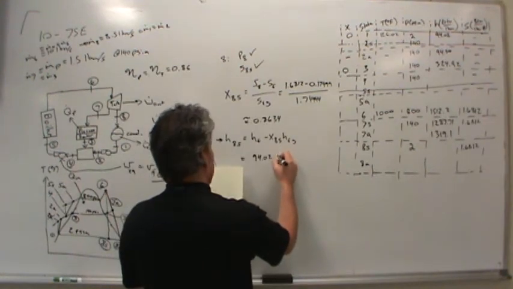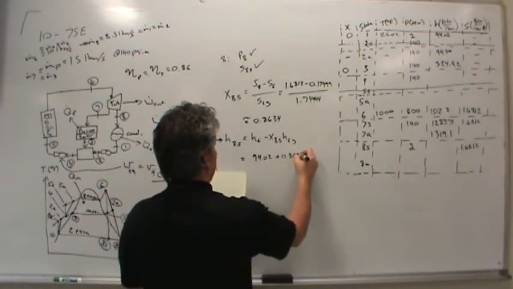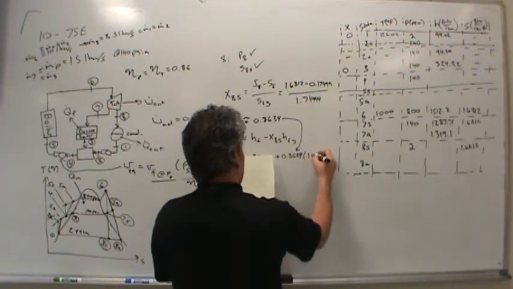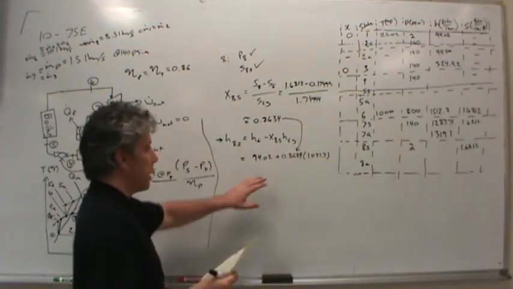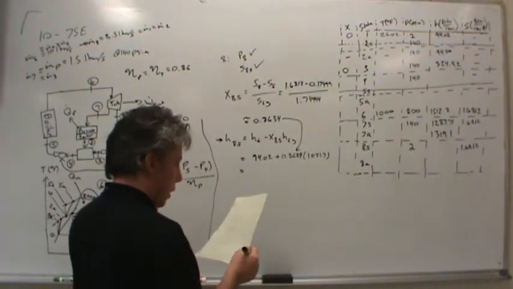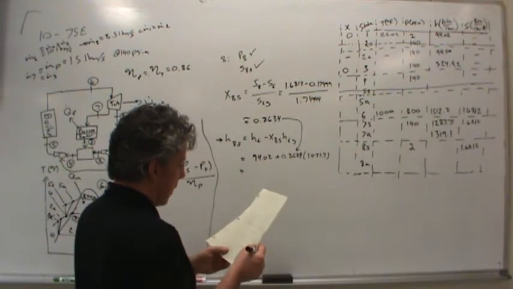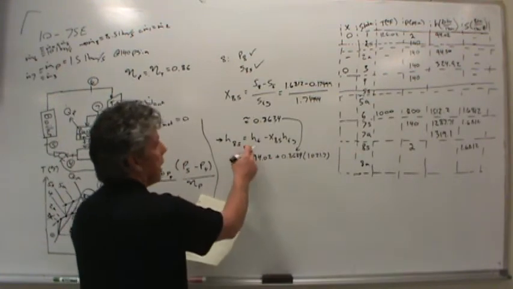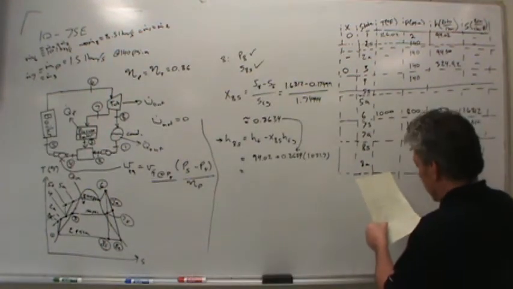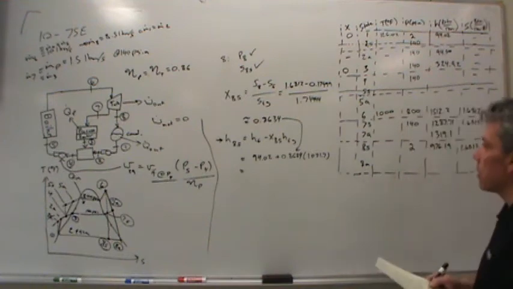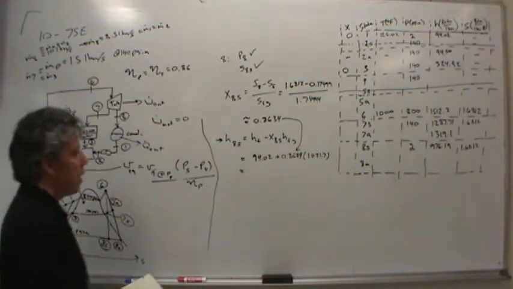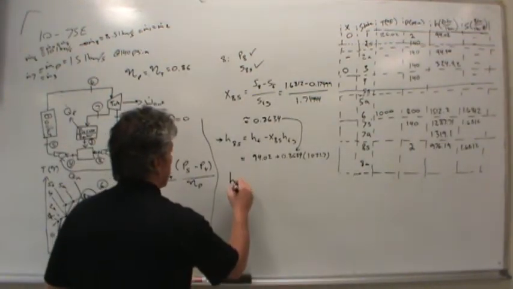Let's see, plus 0.8634, the quality, you see, multiplied by HFG, which is 1021.7. And I'm using all BTUs per pound mass, so I haven't written down my units. But when you plug all this into your calculator, you'll find that the enthalpy in state 8S is 976.19 BTUs per pound mass. Okay, but that's state 8S. I want the actual state. How do I come up with the enthalpy H8A?